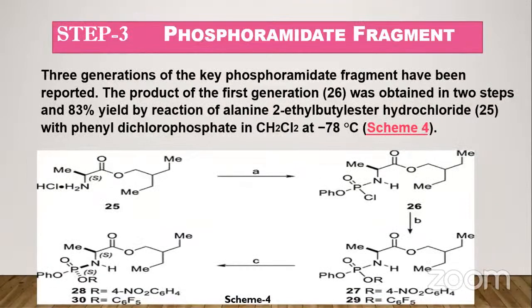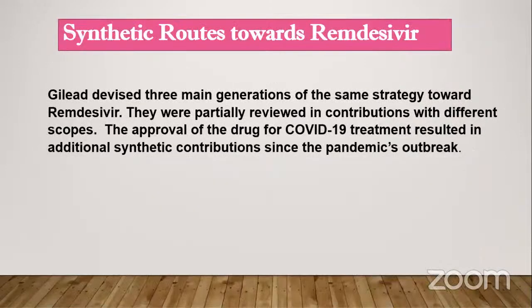And thirdly, three generations of the key phosphorylated fragment have been reported. The first generation was obtained in two steps, which gave us the 83% yield. Along with this, we got this product. This gave us the synthetic routes of the remdesivir.